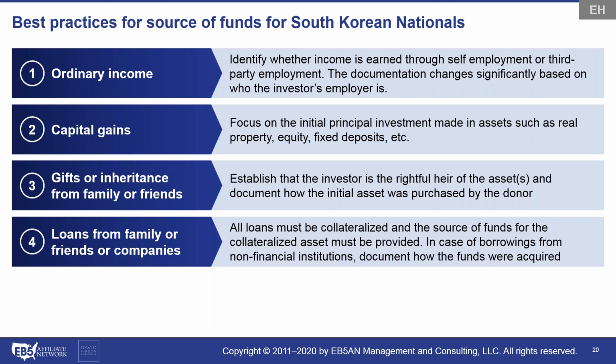So this slide lays out all the important pointers, the ordinary common issues that come up for the South Korean investor source of funds, and then we're going to have another slide that talks about the very particular specific issues pertaining to Korean investors. So number 1, ordinary income, number 2, capital gains, number 3, gifts or inheritance from family or friends, and number 4, loans from family or friends or companies. We have a slide for each topic, which I'm going to go over in great detail.